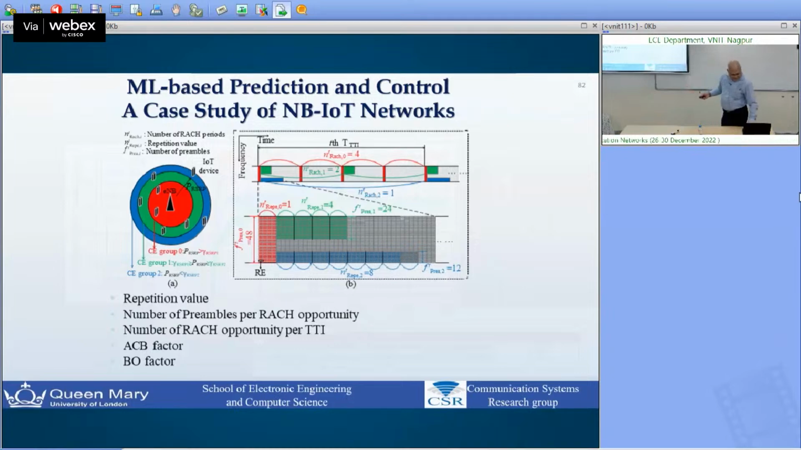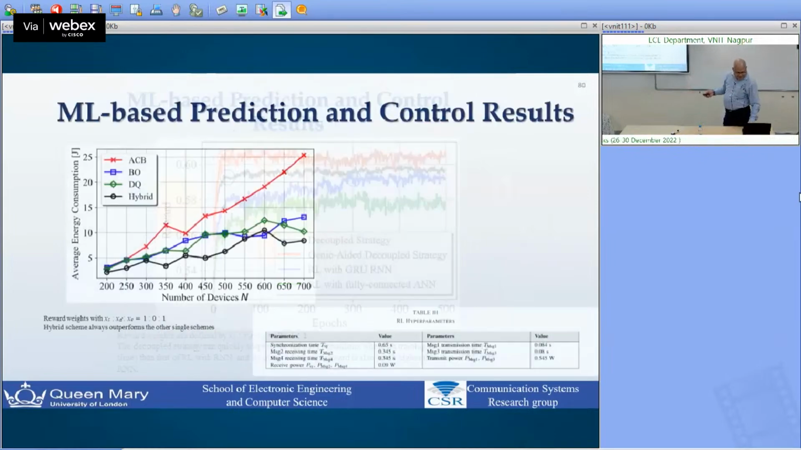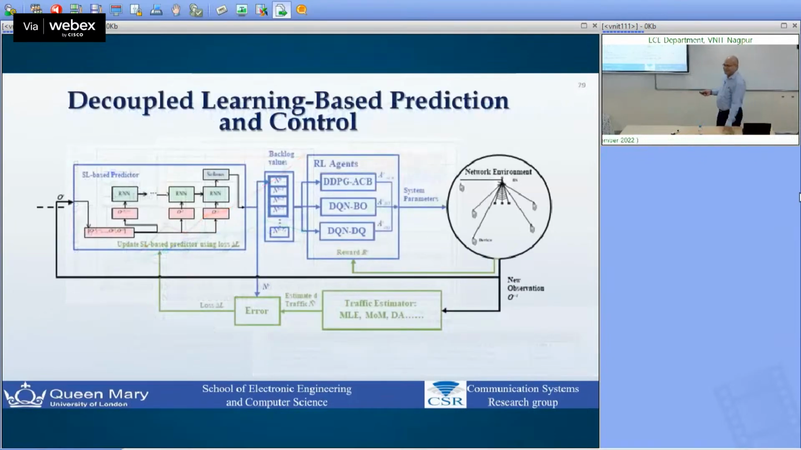Today, where did I consider the repetition, the random access opportunity? I haven't considered anything else. Only these four parameters we considered today. So we haven't considered narrowband IoT.